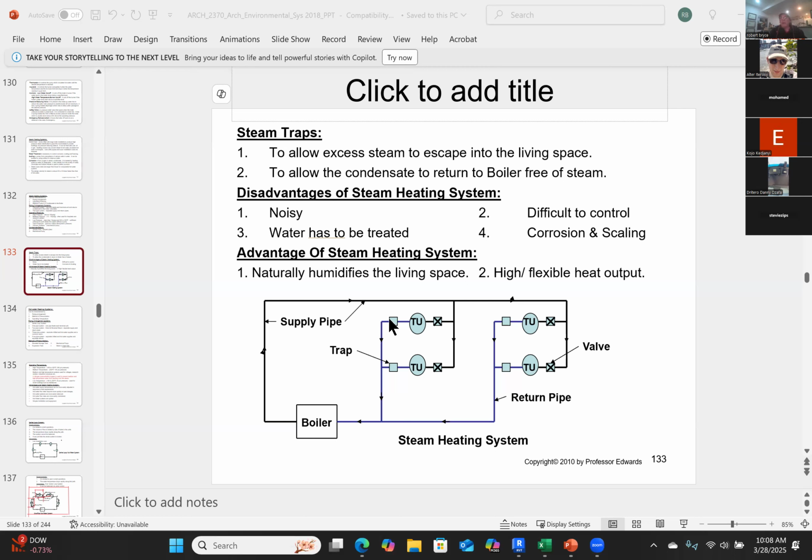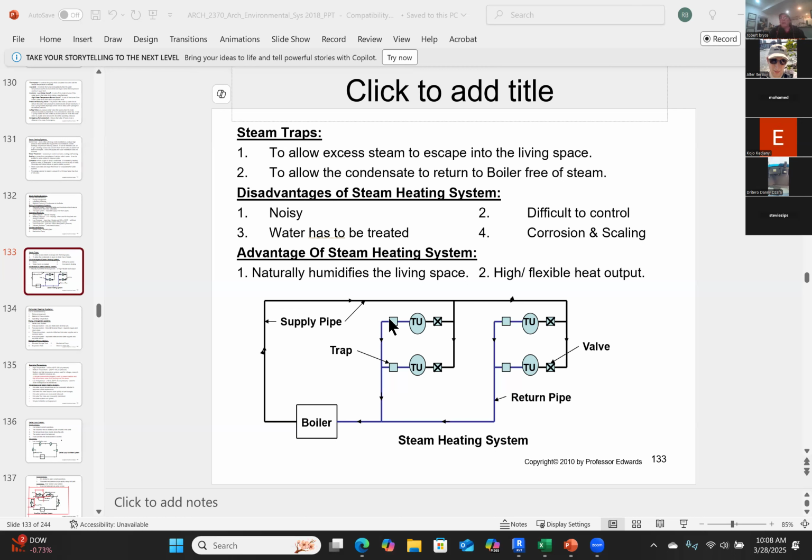Quick question: what does the trap do again? Well, what does the trap do? It allows excess steam to escape into the living space, okay? All right. And it allows the condensate to return back to the boiler free of steam.